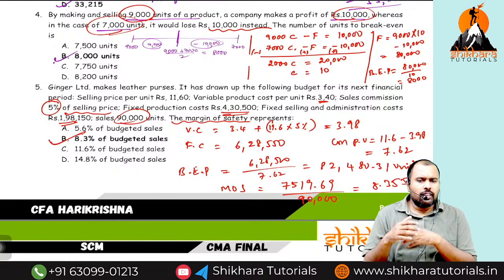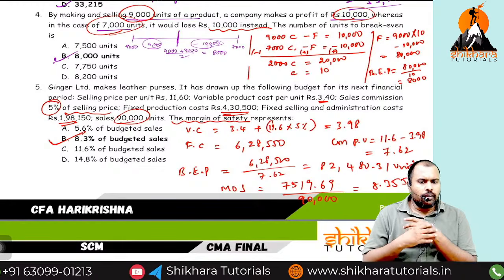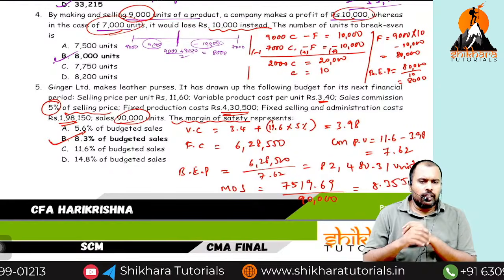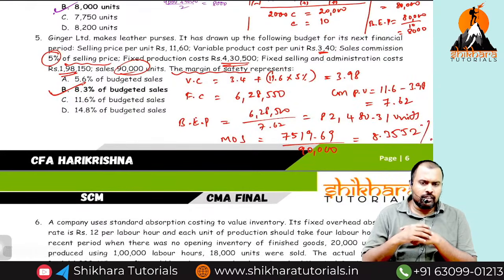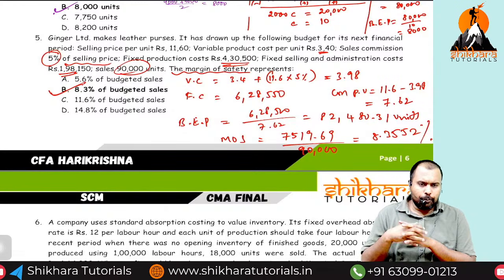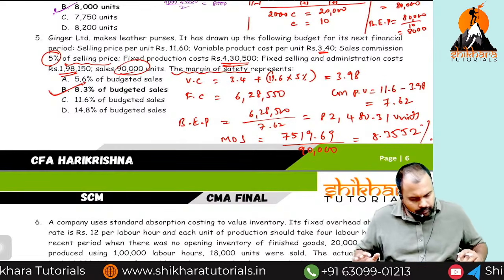So MOS sales are nothing but sales on and above the break even sales. Fixed cost is given, then we can find out break even point by dividing by contribution per unit, then we are going to get break even sales. Out of total sales, if you deduct the break even sales, we are going to get MOS sales. As they are giving percentage, divided by total sales, we are going to get 8.3552. That's nothing but 8.3% has to be the answer.